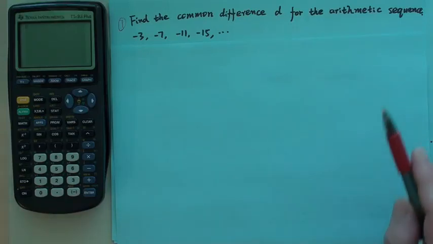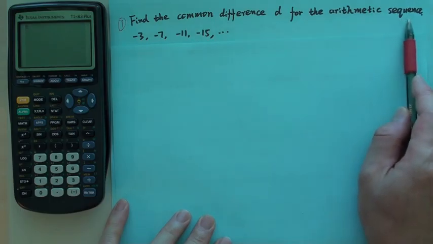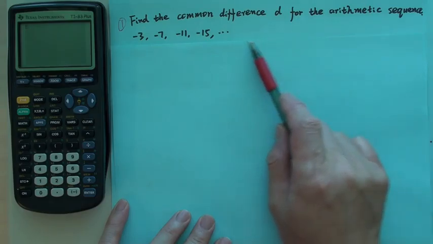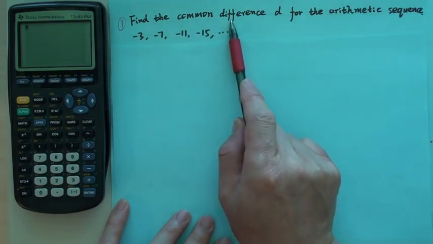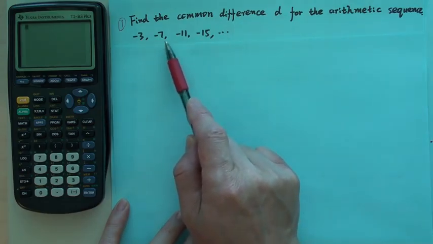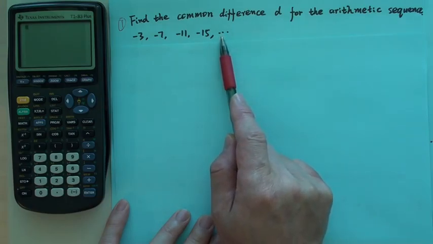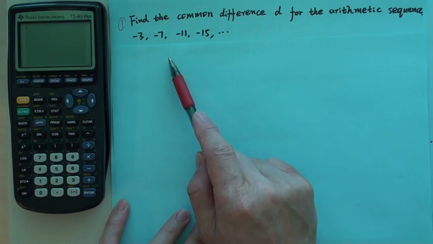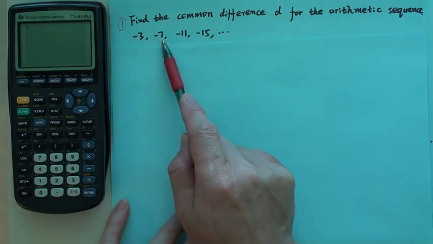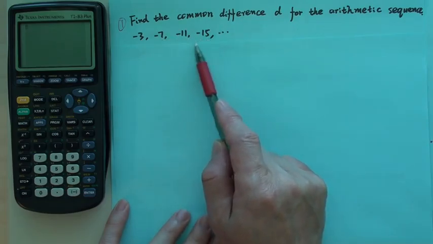In this lecture, let's see examples in arithmetic sequence. The first example is: find the common difference d for this given sequence. It looks like this one's infinite. The first term is -3, second -7, -11, -15.